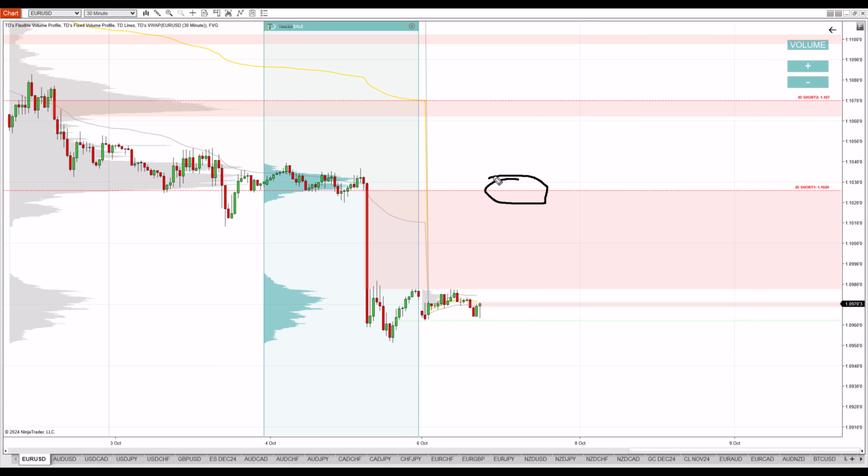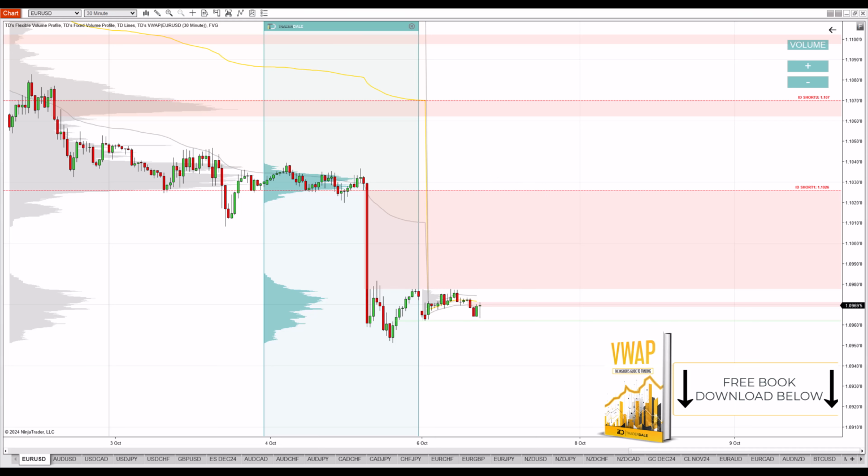But if you guys don't have order flow, you just enter this level at first touch, because chances are that there'll be a reaction. All right, so that's for the euro dollar. Let's now go for the next trading idea.